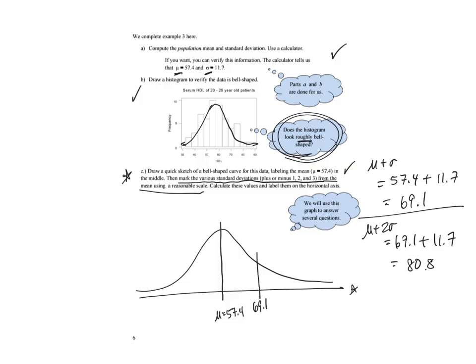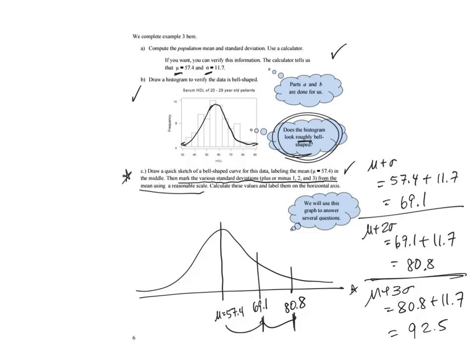What is that? 80.8. And then I'm going to put that here. Now, notice the spacing between mu and mu plus sigma should be the same spacing as I allotted another, because all I'm doing is going down this number line another 11.7 units, aren't I? And then let's find mu plus 3 sigma. Sorry. 80.8, and then I'm adding on another 11.7. So what is that? 92.5, it looks like.